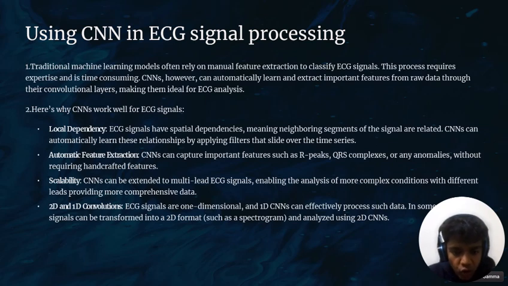Now, 2D and 1D convolutions. ECG signals are 1D, and 1D CNNs can effectively process such data. Sometimes signals can be transformed into 2D formats such as spectrograms and analyzed using 2D CNNs.